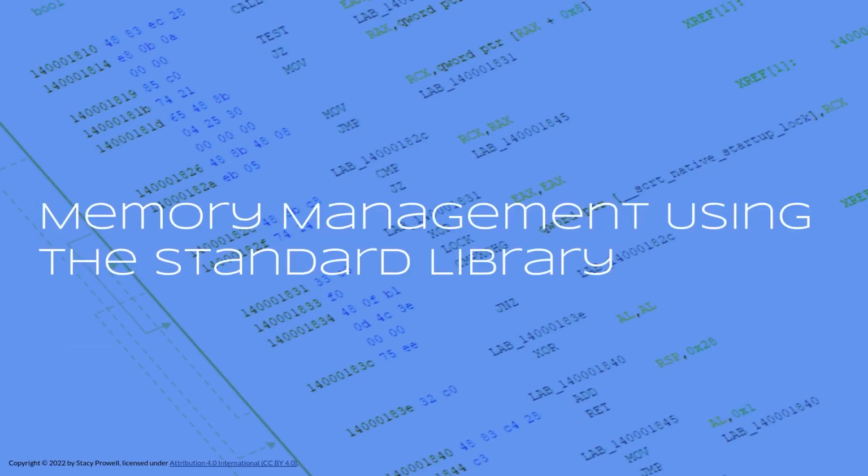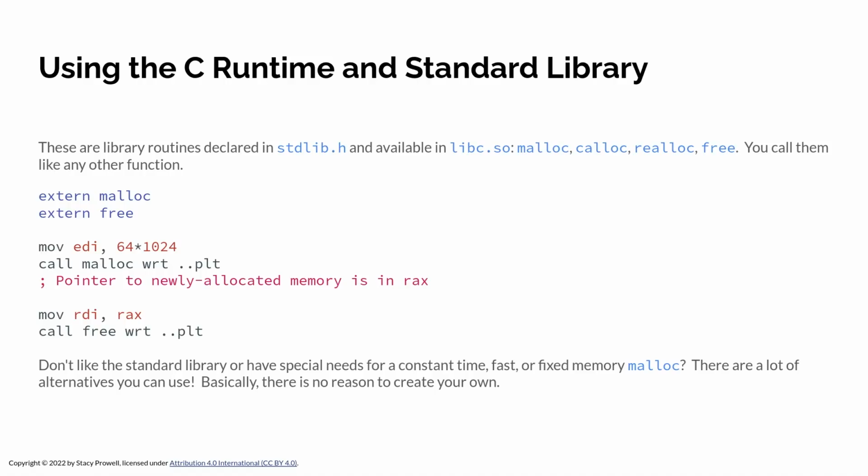Let's think about memory management using the standard library. So we can use the C runtime and the standard library to manage memory for us. Library functions are declared in stdlib.h. They're available in libc.so, and they are malloc, calloc, realloc, and free. And you can use them in your assembly like any other function, right? You extern them, and then in this case, I use the calling convention.